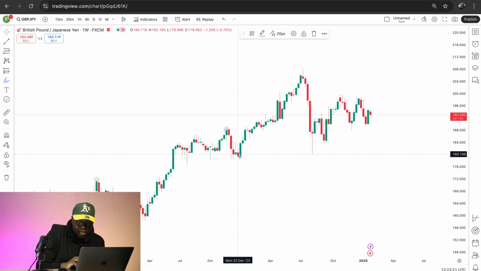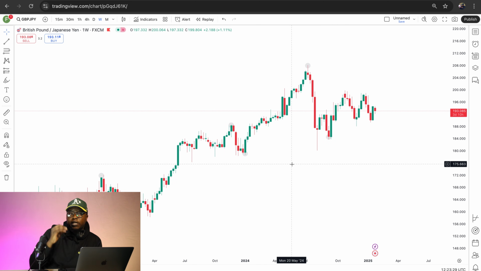We had a high there, and another high, and another high there, and another low here. So this clearly indicates that we are in a bullish market structure. For all those that are newbies on this channel, a bullish market structure is simply an uptrending market structure.